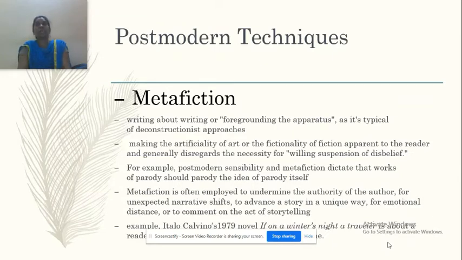The best example is Ian McEwan's Atonement. There will be some narrative shifts to advance the story in a unique way, for emotional distance or to comment on the act of storytelling. It is a kind of storytelling also. In Ian McEwan's Atonement, the writer himself placed a writer inside the fiction, and it was revealed only at the end of the epilogue.